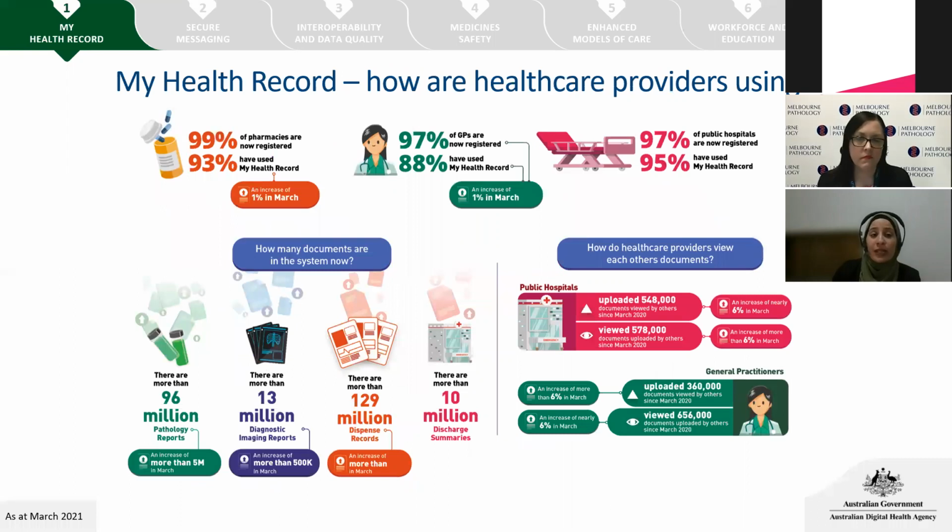Here we can just see another breakdown of the documents. So in terms of pathology reports, there's more than 96 million pathology reports that are available now within My Health Record. And in terms of prescriber engagement, we have over 97% of GPs registered, and 88% of them are actively using the system. Similar with pharmacy, we have 99% registration and 93% usage. And we also have really good statistics with public hospitals that are uploading discharge summaries.